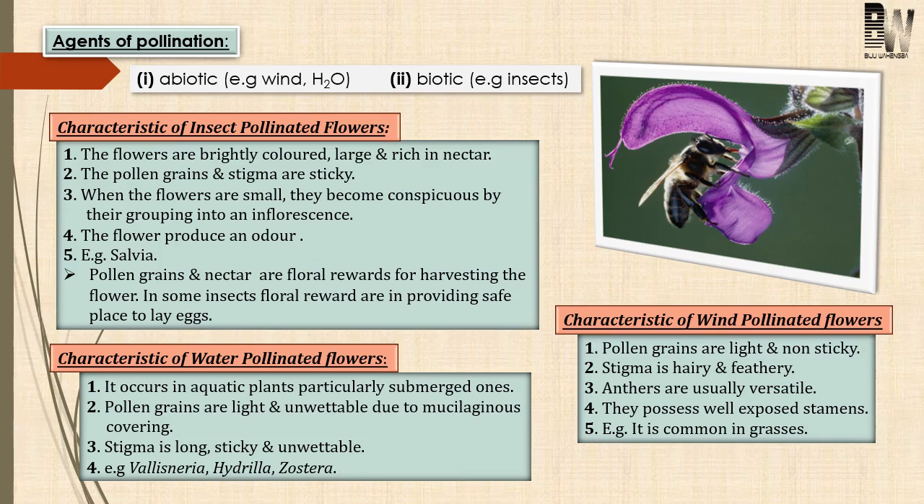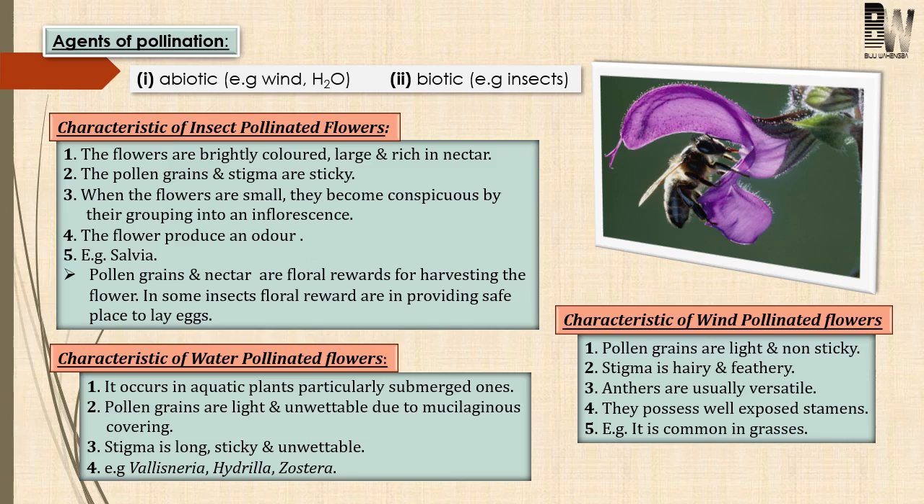But some important features of flowers pollinated by water are that the pollen grains are usually light and they are unwettable because the pollen grain will be covered by a mucilaginous covering. Like that, the stigma is also long, sticky, and unwettable. So these are the characters of different flowers pollinated by different pollinating agents.